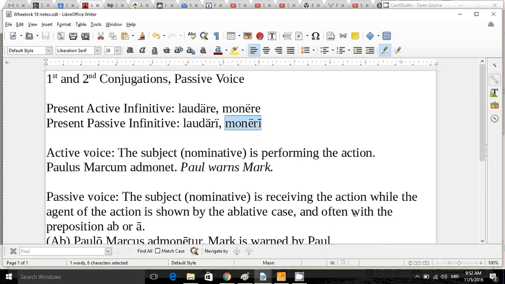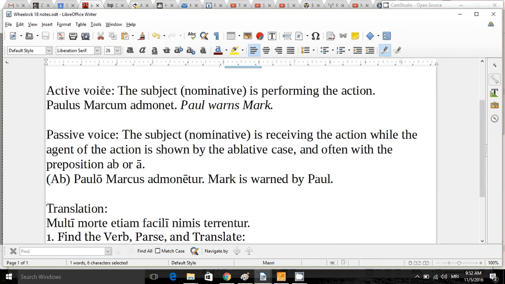So let's take a look at what passive voice and active voice mean exactly. Those are the forms we need to learn. What does it mean? In the active voice, the subject, which in Latin, of course, is in the nominative case, performs the action. Paulus Marcum admonet. Paul warns Mark. So Paul is the nominative.